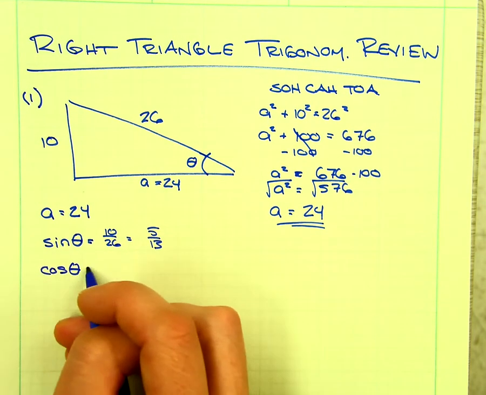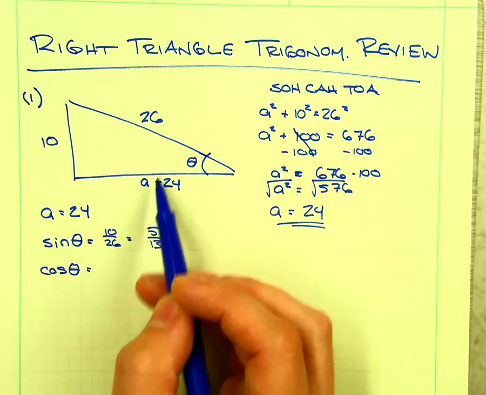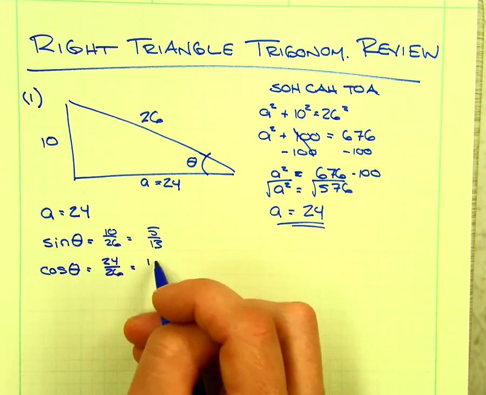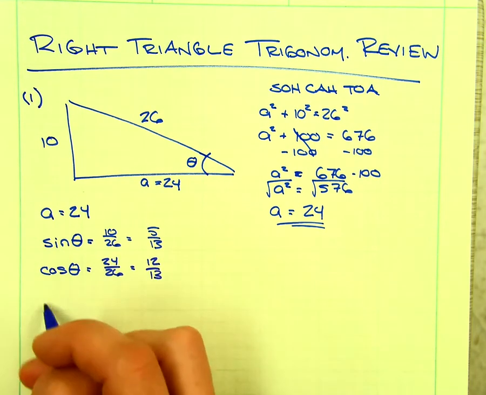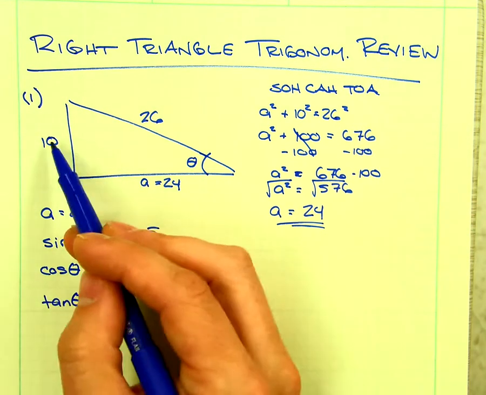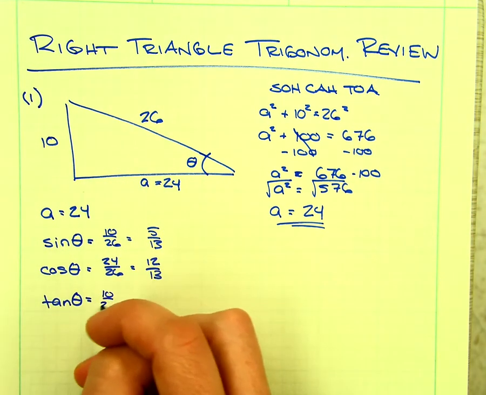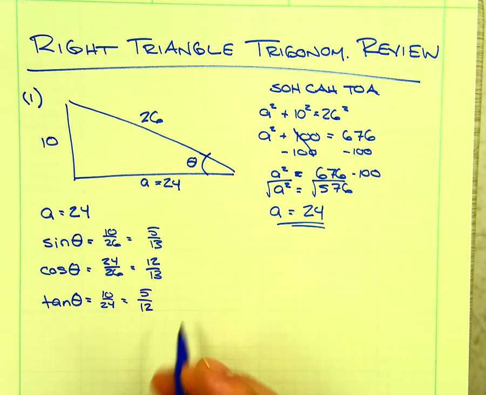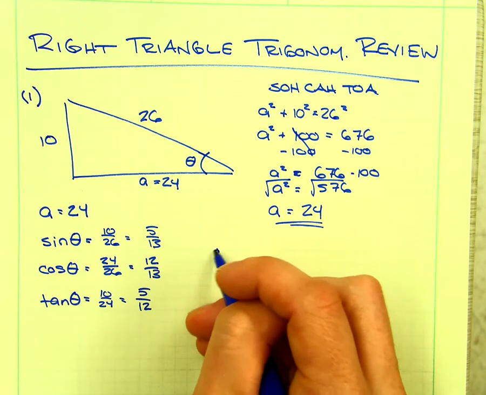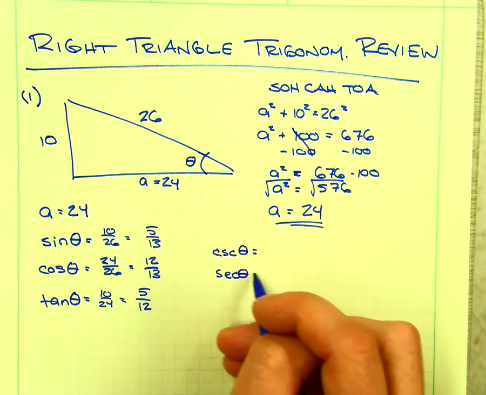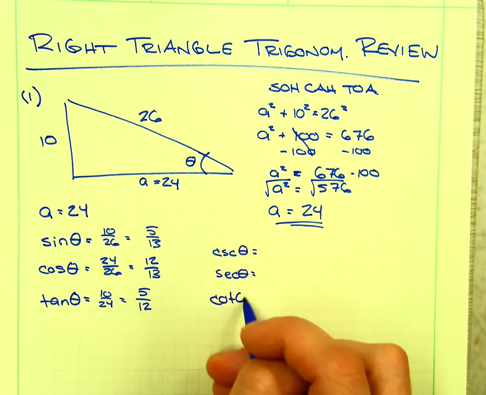The other one, cosine of theta, is going to be adjacent over the hypotenuse, which in this case is 24 over 26, or 12 over 13 as it reduces. Now the tangent of theta is going to be opposite over the adjacent, which is going to be 10 over 24. Or once again, this will also reduce down to 5 over 12. So that's my first 3, sine, cosine, tangent. Now my other 3, of course, relate really closely. So the cosecant of theta, the secant of theta, and the cotangent of theta.